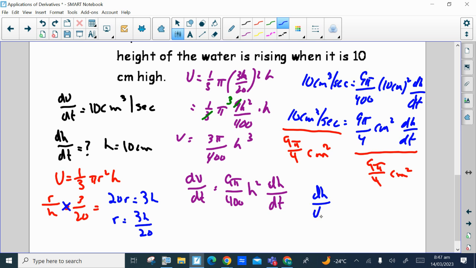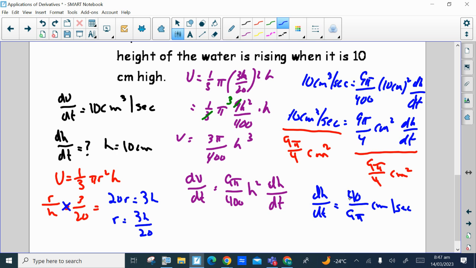So that'll give us dh by dt by itself. And when you divide by a fraction, 9 pi on 4, it's the same as multiplying by the reciprocal. So we can multiply by 4 and divide by 9 pi. So when the 10 is multiplied by 4, it'll be 40 over 9 pi. And you're dividing centimeters cubed by centimeters squared, which leaves us with centimeters per second.